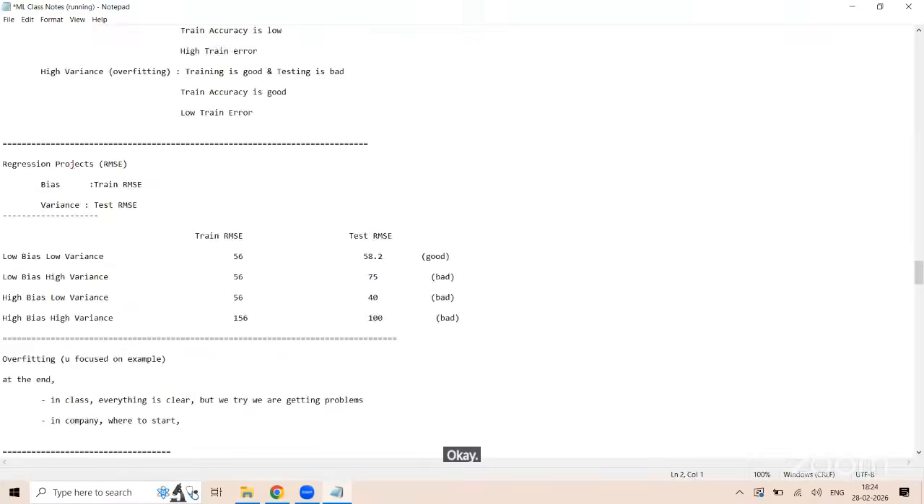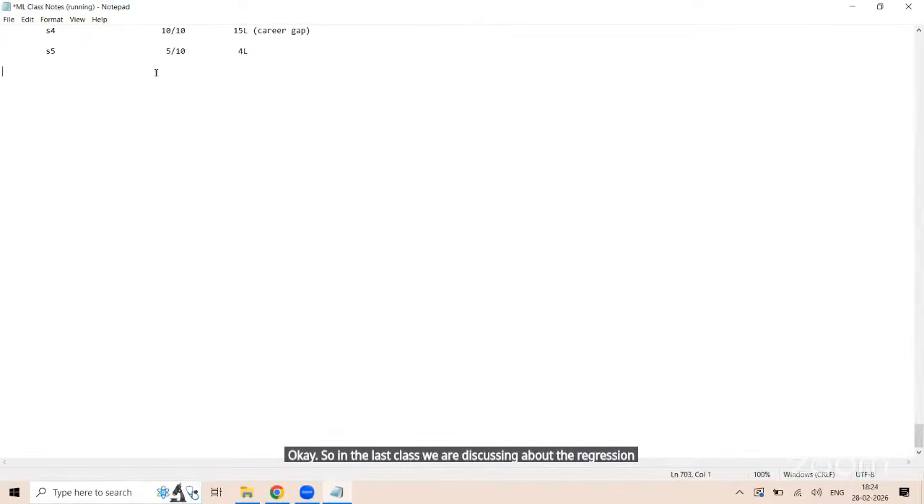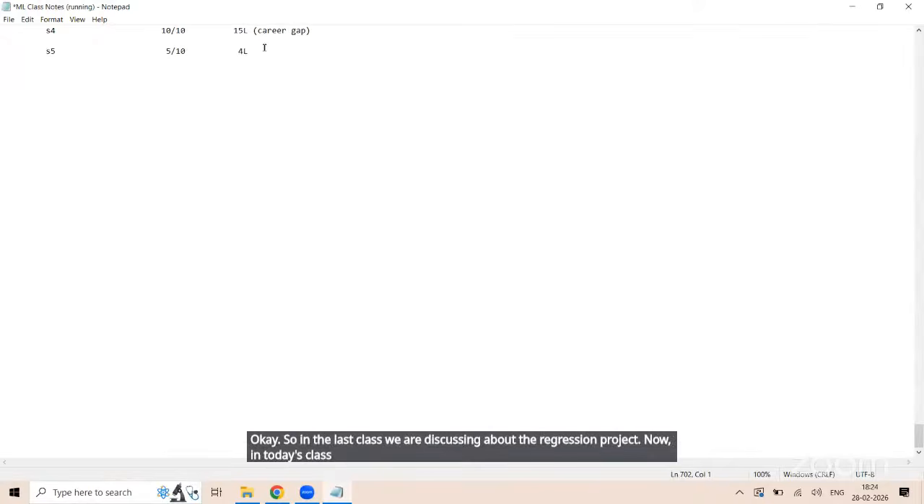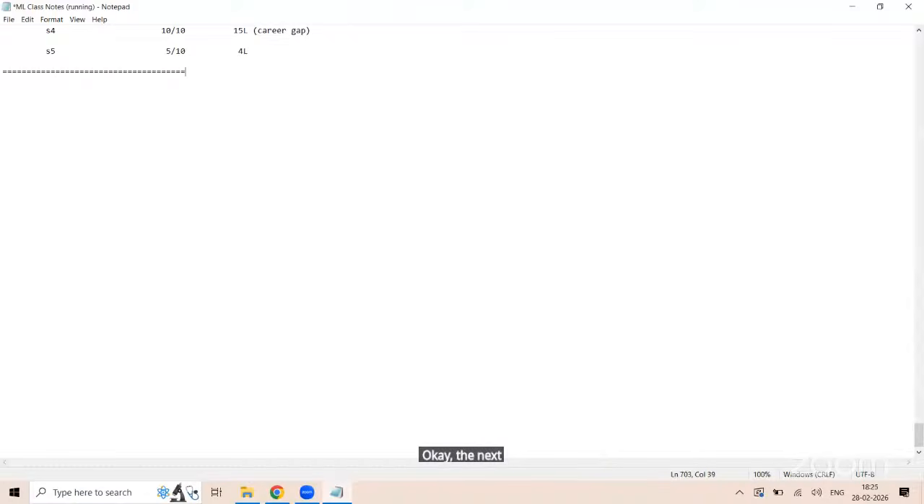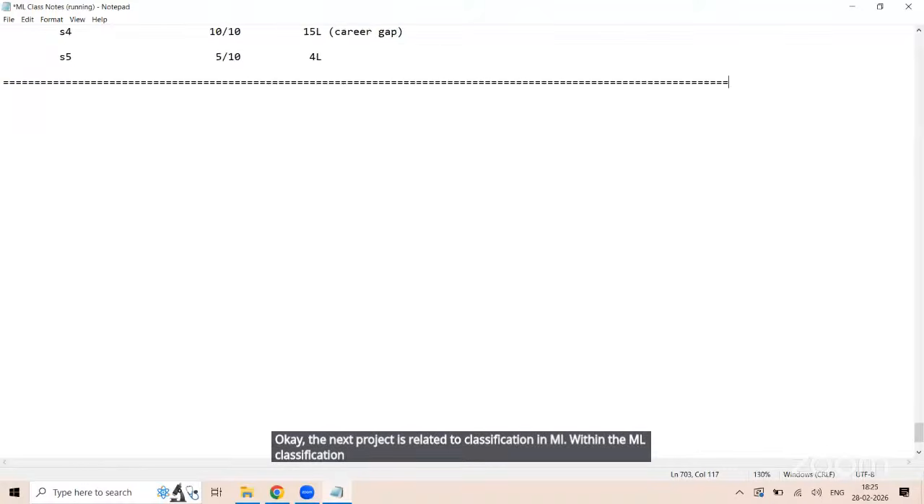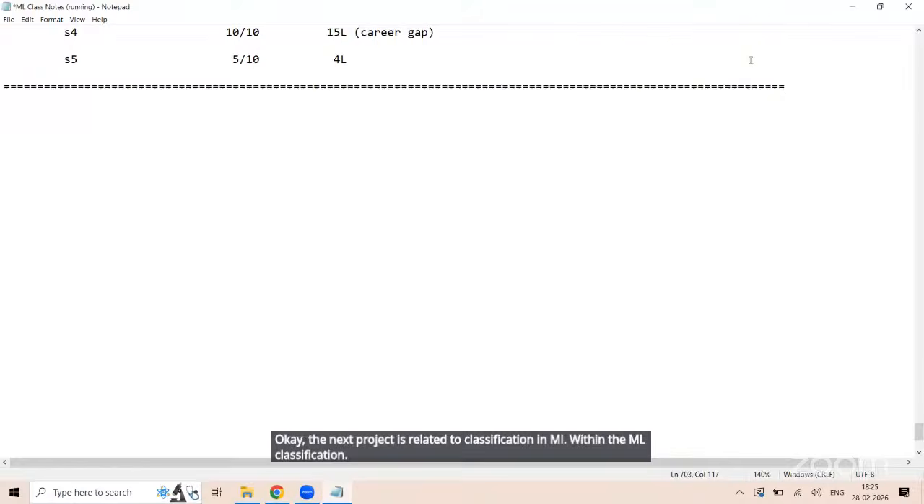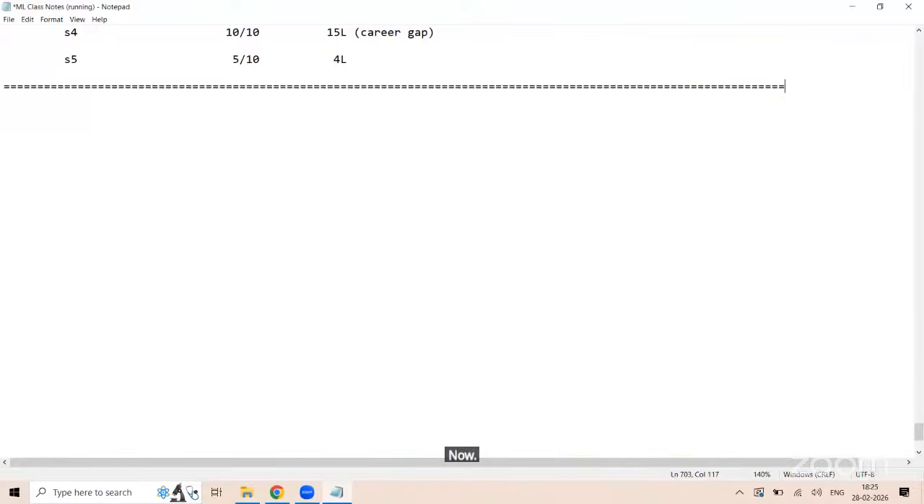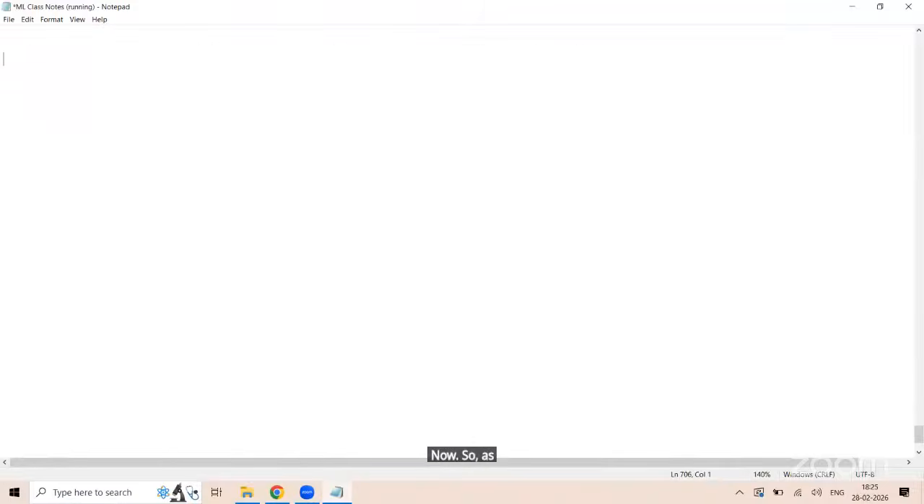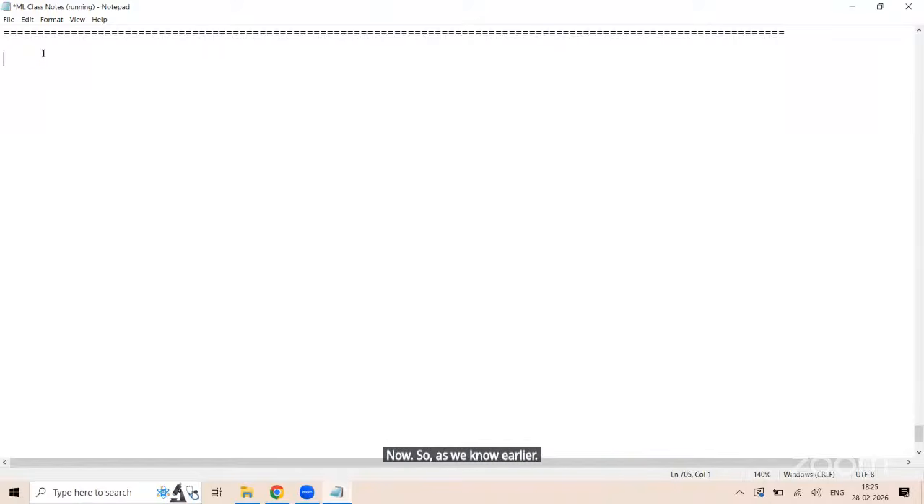So in the last class, we discussed the regression project. Now in today's class, we are moving on to the next project related to classification. The next project is related to classification in ML. Now, as we know earlier, we are having structured data.